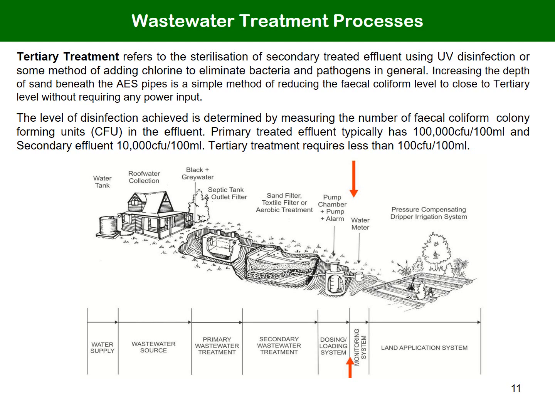The level of disinfection achieved is determined by measuring the number of fecal coliform forming units, CFUs, in the effluent. Primary treated effluent typically has 100,000 CFUs per 100 millilitres, secondary effluent 10,000 CFUs per 100 millilitres, while tertiary treatment standard requires 100 CFUs per 100 millilitres.